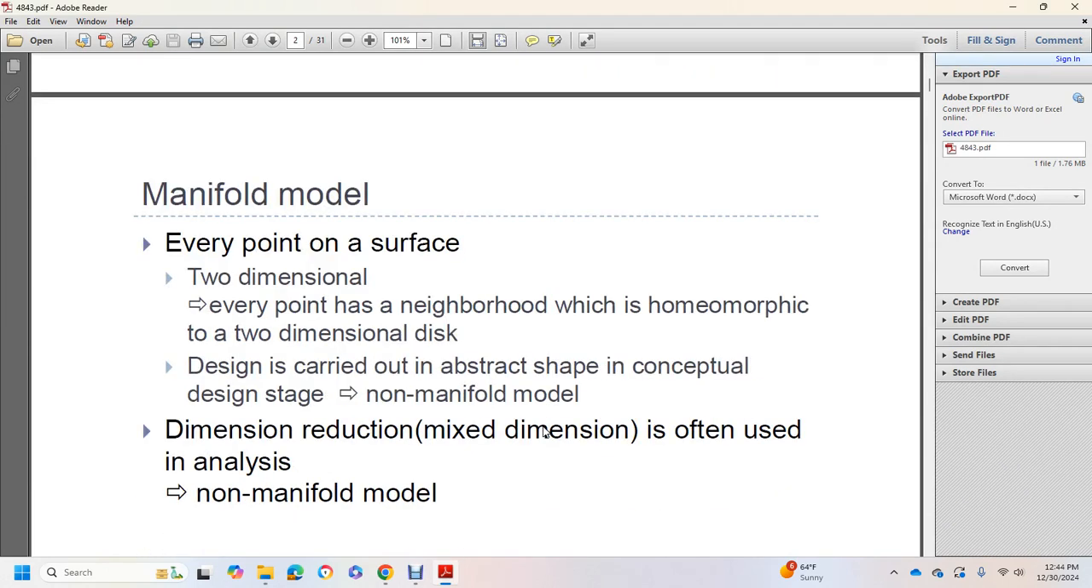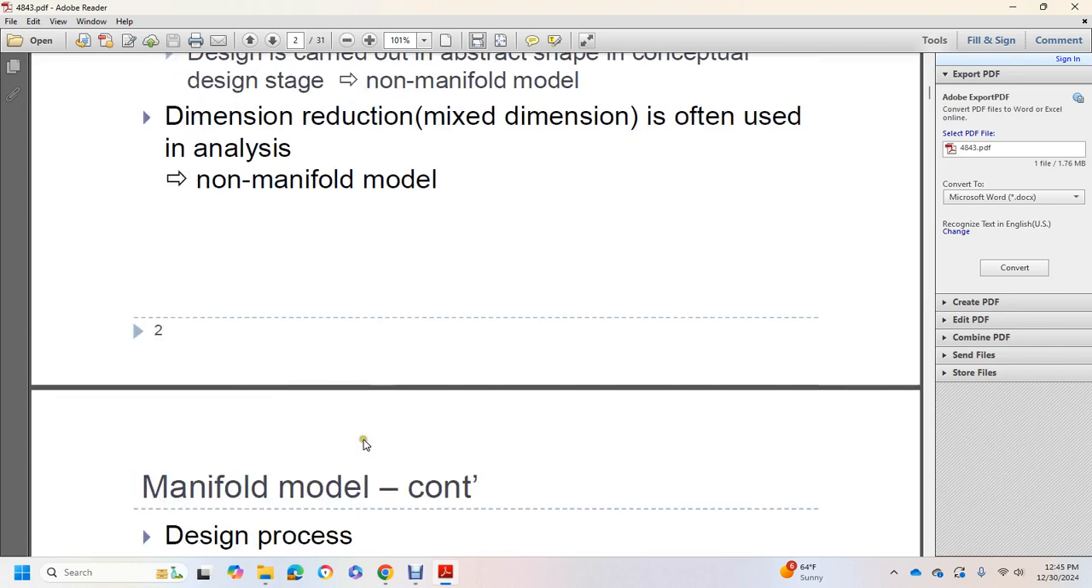Manifold model: every point on the surface is two-dimensional. Every point has a neighborhood which is homeomorphic to a two-dimensional disk. An abstract shape in the conceptual design stage results in a non-manifold model. Dimension reduction, mixed dimensions, is often used in analysis, resulting in a non-manifold model.